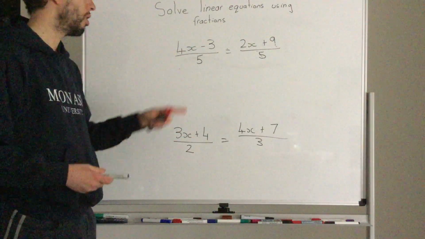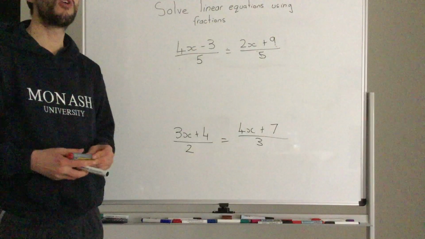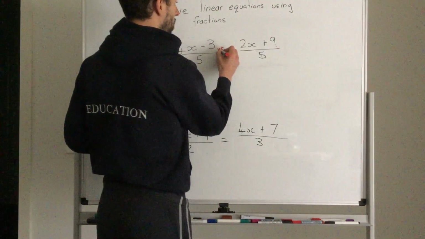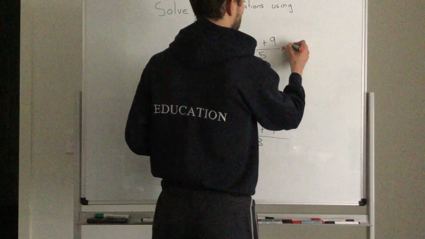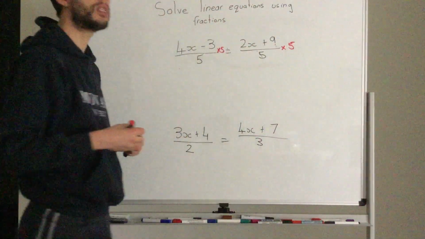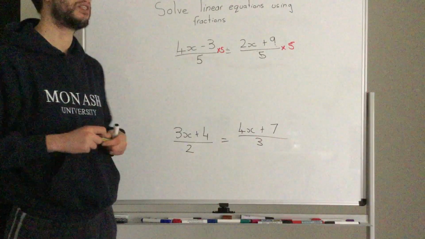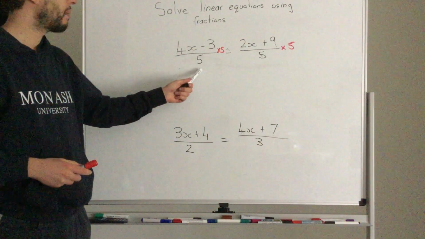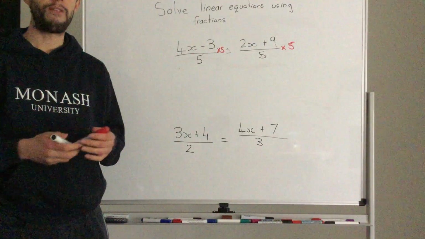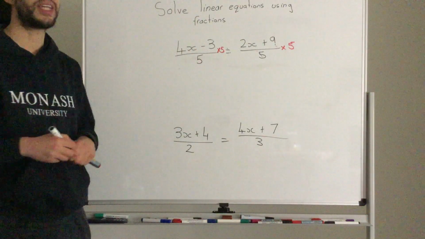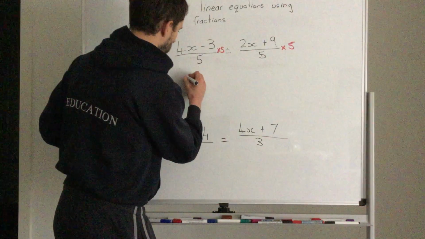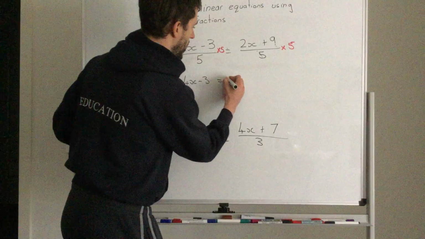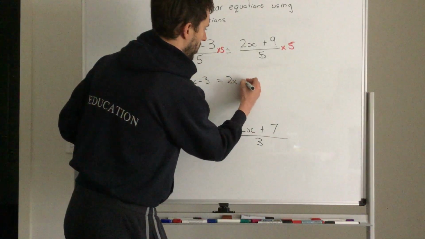So what's the opposite of dividing by 5? It is multiplying by 5. So I can multiply both sides by 5. Just remember, with the equal sign, whatever you do to one side, you must do to the other. So if we're dividing by 5 and then we're timesing by 5, all that means is we're cancelling it out. So we are left with 4x take 3 equals 2x plus 9.